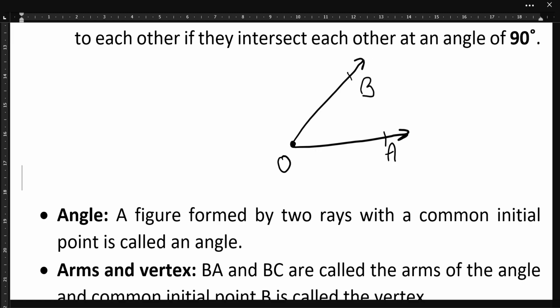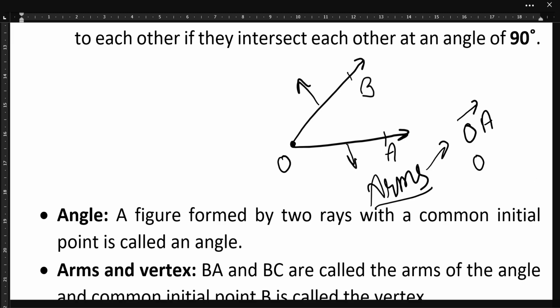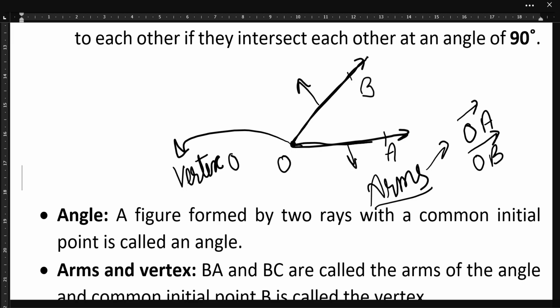This angle has two rays, and both the rays in this figure are known as the arms of this angle. So here we have arm OA and arm OB. These are the two arms. And where these two arms join is known as the vertex. Here the two arms meet, so we have vertex O. Then we have the name of this angle. We call it angle BOA, or we can say AOB. I hope you understood this.